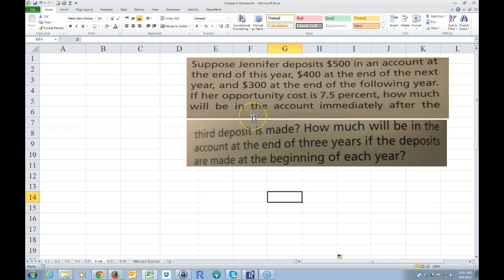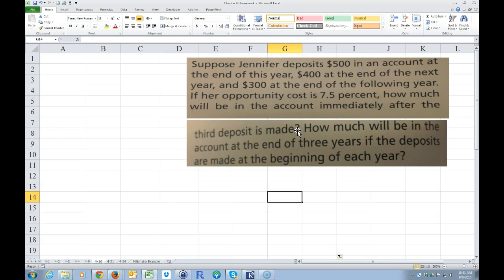Those of you that are taking my finance class, this is problem 4-16 in the textbook. So let's go ahead and read the problem. Suppose Jennifer deposits $500 in the account at the end of this year, $400 at the end of next year, and $300 at the end of the following year. If her opportunity cost is 7.5%, how much will be in the account immediately after the third deposit is made?